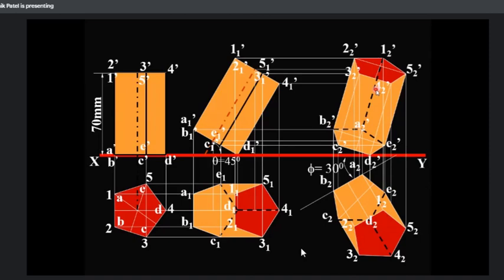You can also use the other method: outer points should be connected by solid lines. So which are the outer points? B2 dash, 2 2 dash, 1 2 dash, 5 2 dash, E2 dash, D2 dash, and C2 dash. These points are connected by solid lines. Now A2 dash is the inner point. See this object from the bottom: is A2 visible or hidden? The answer is hidden. So you connect the edges from A2 dash to B2 dash, E2 dash, and 1 2 dash as hidden lines. Clear?